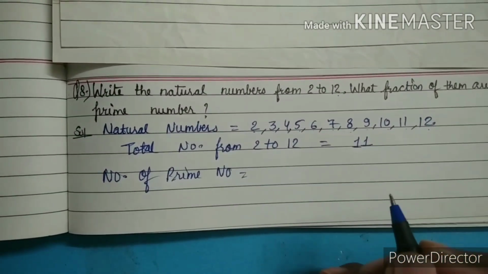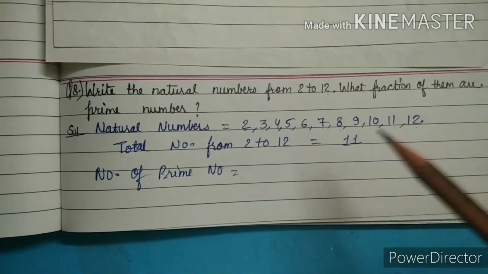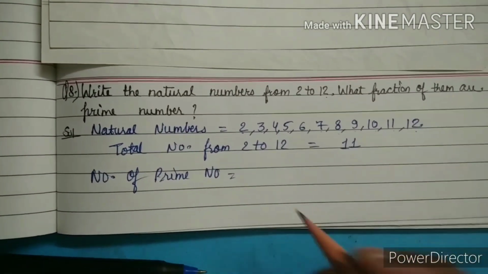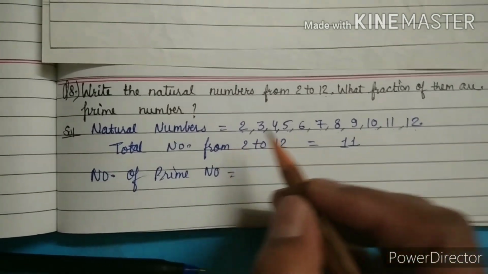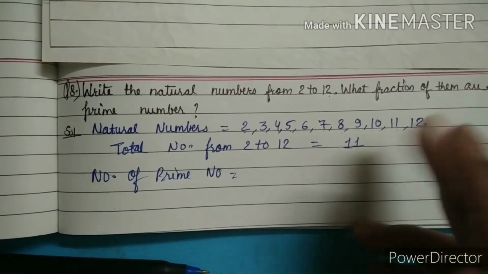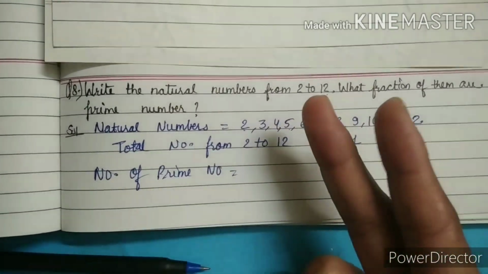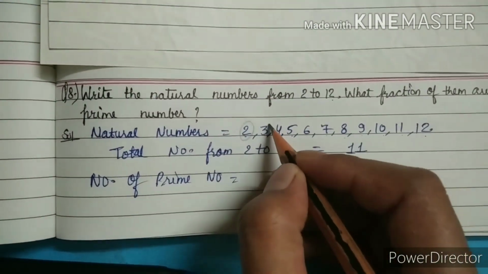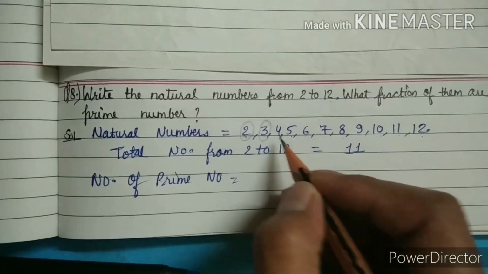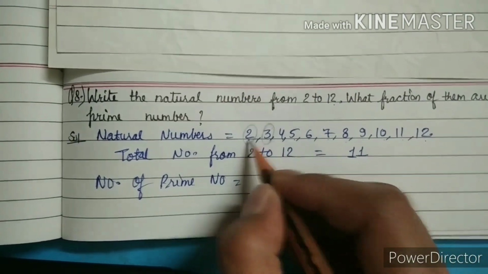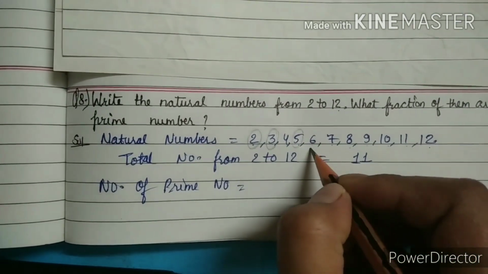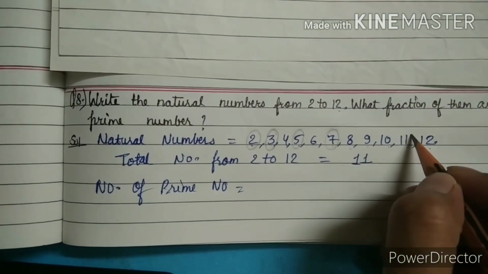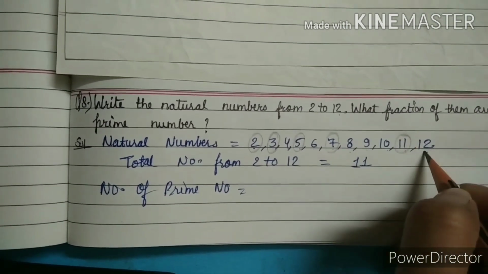Why are we taking prime numbers? Because we have to answer the fraction of prime numbers. And what is the meaning of prime numbers? Prime numbers means the numbers which have only 2 factors. First is 1 and second is itself. So the first prime number is 2, then 3, 4 is not because 4 also comes in the table of 2, 5, 6 is not, 7, 8, 9, 10 no, last is 11, 12 is no.